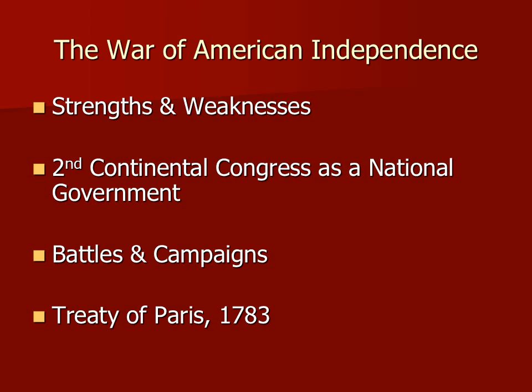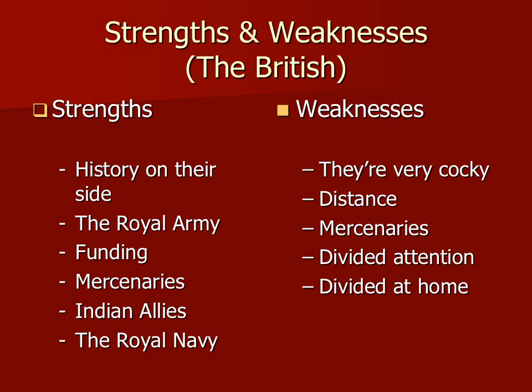So what we need to do first is, since this is a war and we need to understand both warring sides, we need to talk about the strengths and the weaknesses for both the Americans and the British. And we're going to take the British first. As you can see on the slide here, the British have a lot of strengths on their side in this conflict. So let's talk about a few of them.